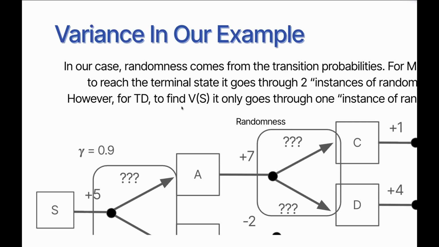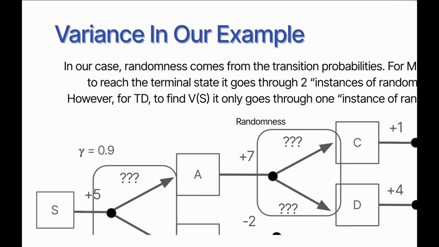When it came to Monte Carlo, let's say you go to SAC or SAD, right? To reach a terminal state, Monte Carlo had to go through two instances of randomness. But for TD, when it goes to SAC or SAD, it only goes through one because it only depends on A. Whereas for Monte Carlo, you have to go to the end. That's less variance, meaning temporal difference has less variance, right? The value estimates are less random.